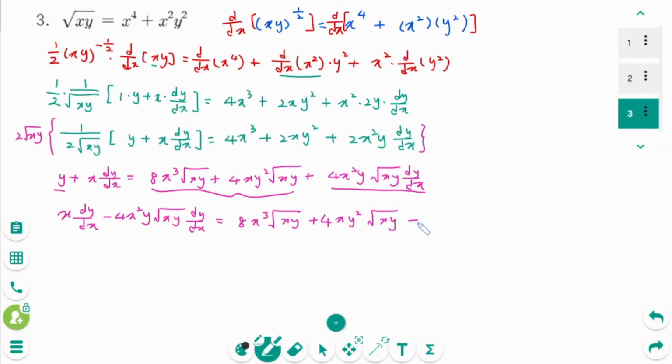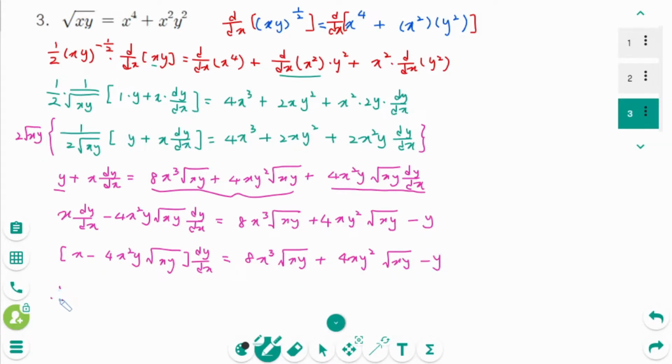Move y to the right, minus y. Then we can factor: (x minus 4x squared y square root of xy) times dy/dx equals 8x cubed square root of xy plus 4xy squared square root of xy minus y. Now dy/dx equals 8x cubed square root of xy plus 4xy squared square root of xy minus y, over x minus 4x squared y square root of xy.